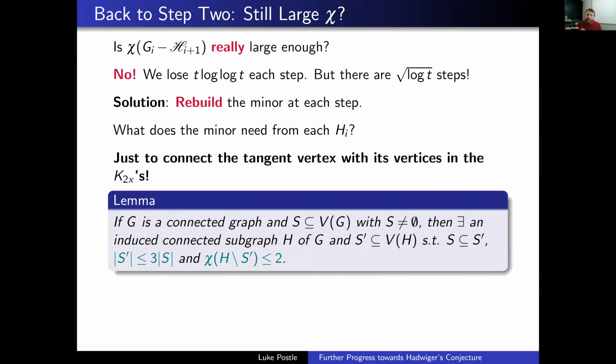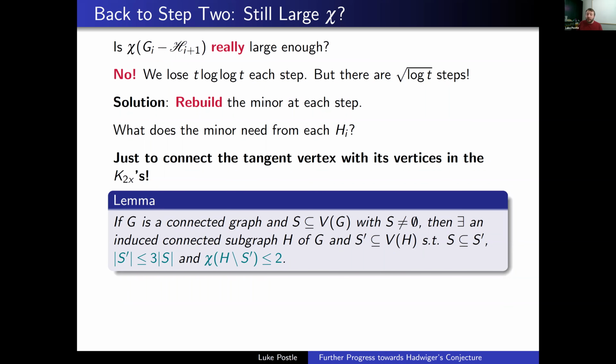And so there's actually a nice simple lemma: if you have a connected graph and a set of terminals that you want to preserve, you can find an induced connected subgraph, with a set only 3 times larger, that preserves the terminals, and the chromatic number outside of it is at most 2. So it's saying, at the cost of tripling the small stuff, I can preserve the adjacencies, but I can make it so that all the paths work together. I won't go through this lemma, it's easy, just inductively do it.